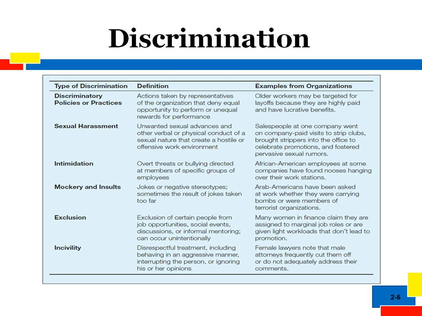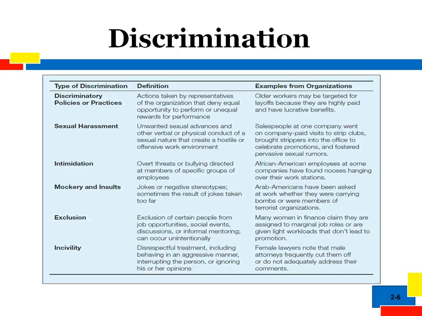So getting back to types of discrimination, policies or practices. So any action taken by a person in an organization that denies equal opportunity to performance or unequal reward for performance is an example of unfair policies or practices. So, an example here, if you had a layoff and you only targeted older employees, that would be an unfair policy.